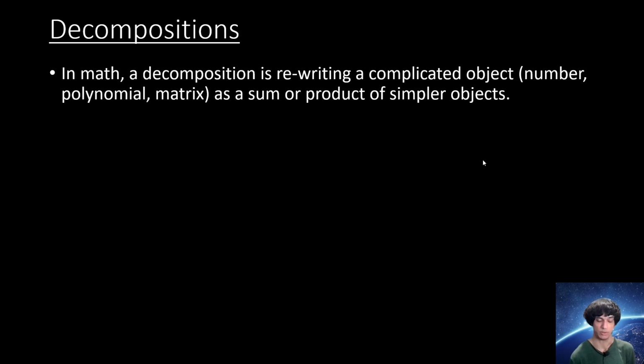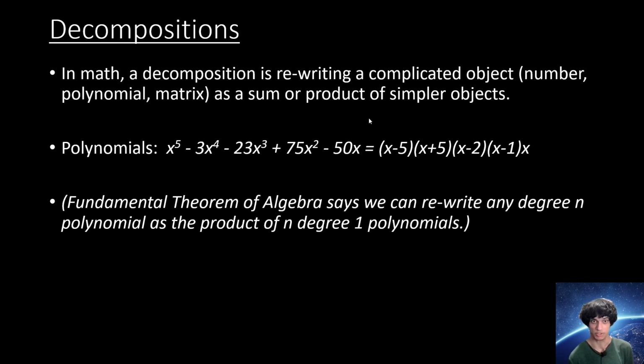Now we'll talk a bit about what decompositions are. In math, a decomposition is a way of rewriting a complicated object, for instance a number, polynomial, or matrix, as the sum or product of simpler objects. You've seen decompositions before. I'll give you a few examples. First, decompositions of polynomials. If we look at this degree 5 polynomial and factor it, it can be written as the product of 5 degree 1 polynomials.